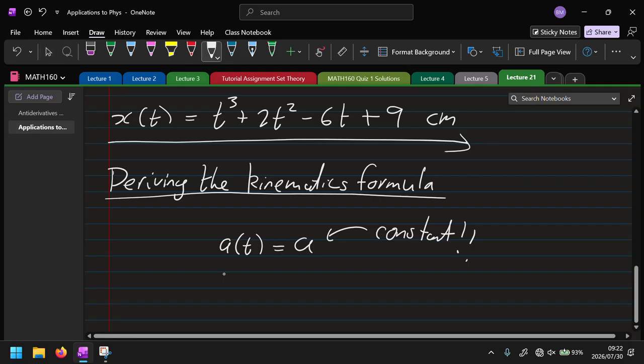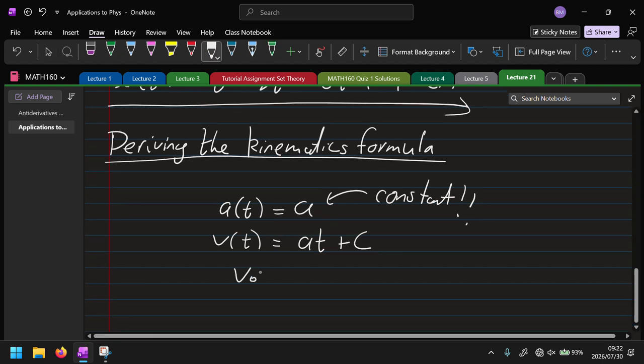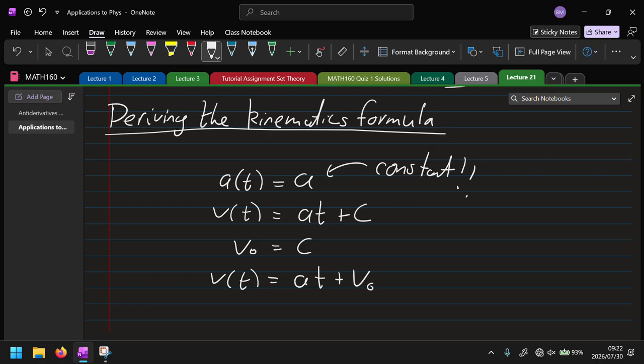So the velocity, what will that be? It'll just be at plus c. Okay, but the c is unknown. We need an initial condition. When t is 0, the velocity is v naught. Right? Yeah, v naught, initial velocity. So that means v of t is at plus v naught. You've seen that before. Okay.